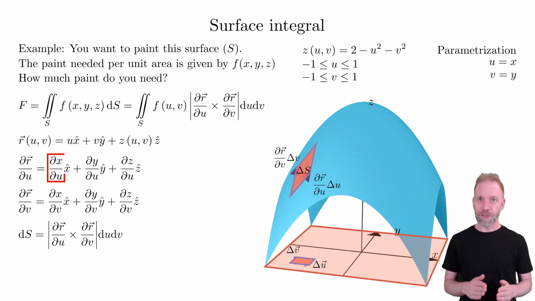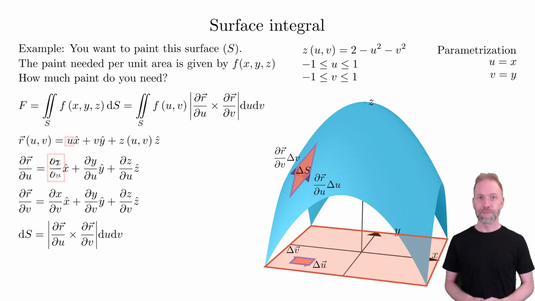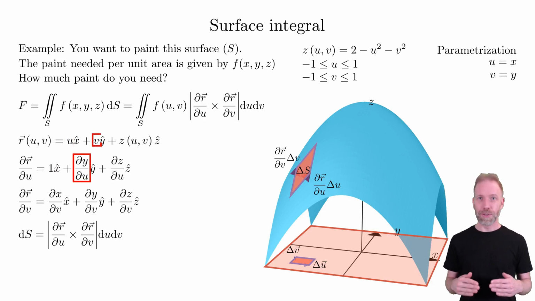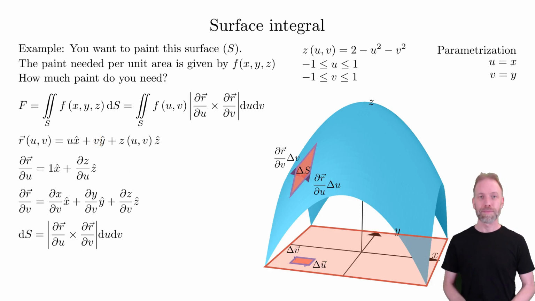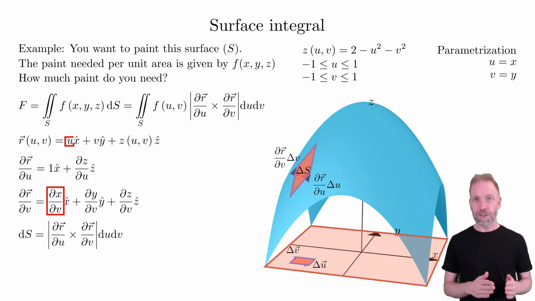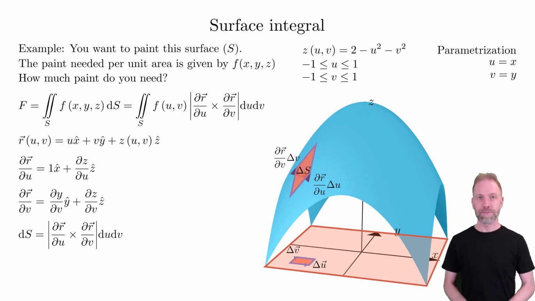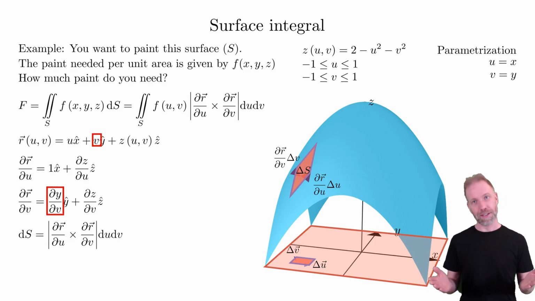As x is u, this is dx du, which is 1. As y is v, this is dy du, which is 0, as the partial derivative considers v a constant. For the second vector, x is u, hence this is dx dv, which is 0. As y is v, this is dy dv, which is 1.